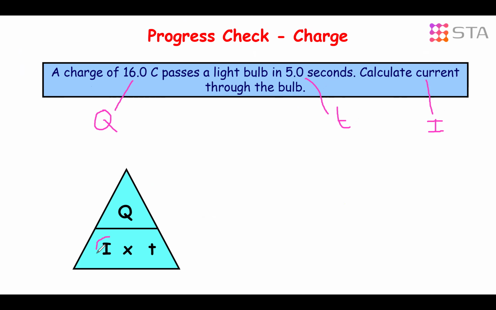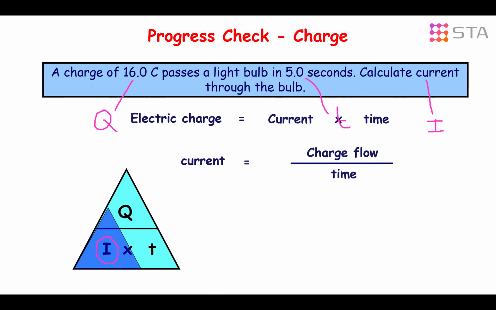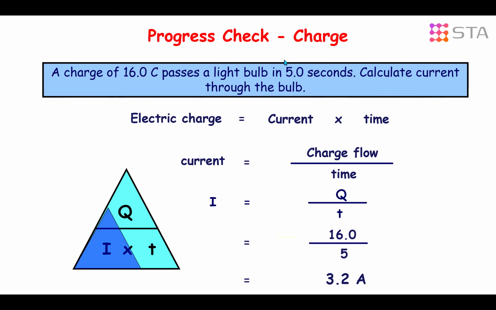So you are after I. Again, as we have said, cover up I, and you are left with Q divided by T. So electric charge is current times time. Current, when you rearrange it, is Q divided by T. That's charge flow divided by time. That is, of course, 16.0 divided by 5, and that gives you a nice current of 3.2 amps. Hopefully you found that nice and easy. Okay, so just make sure you've got that down. Of course, do pause the video if you want to.